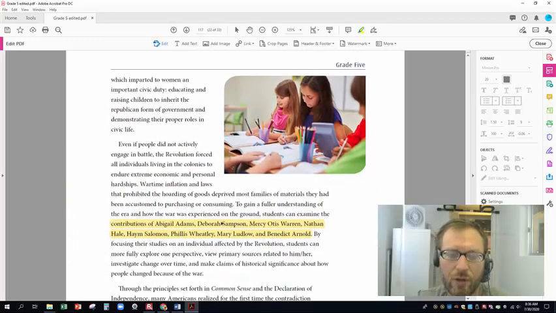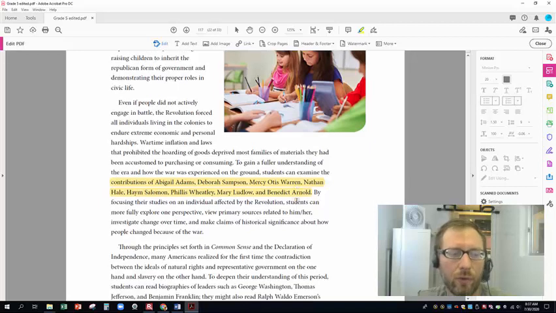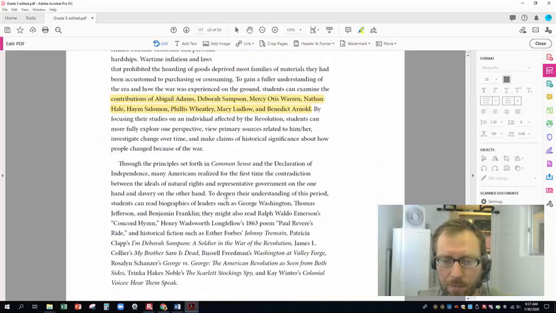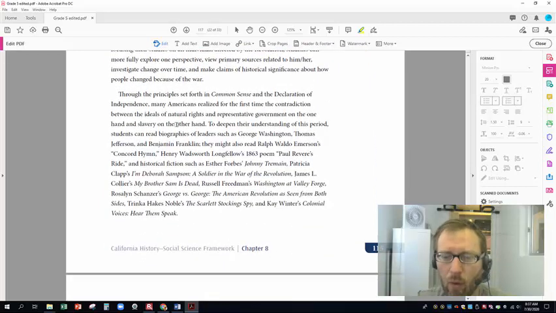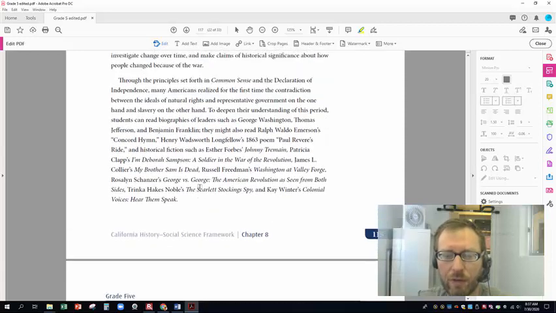It gives examples of contributions of everyday people that you could look into, their writings, their thoughts about the war, and then a whole list of other documents you could use in the classroom to get at why is there an American Revolution? How do people experience it?